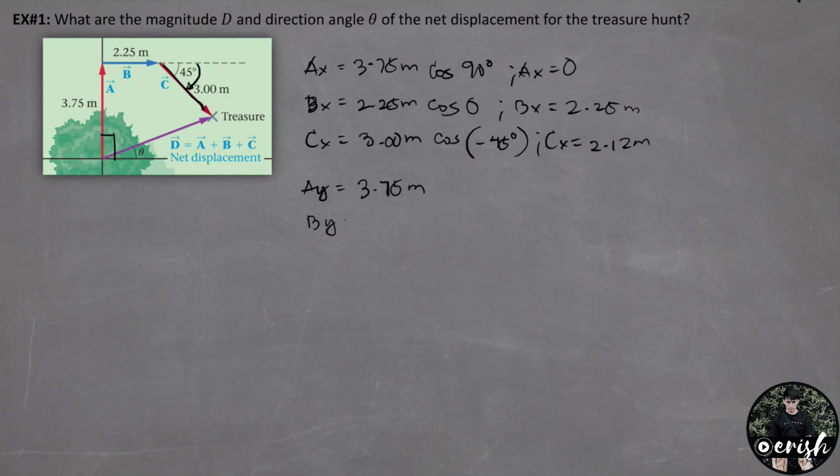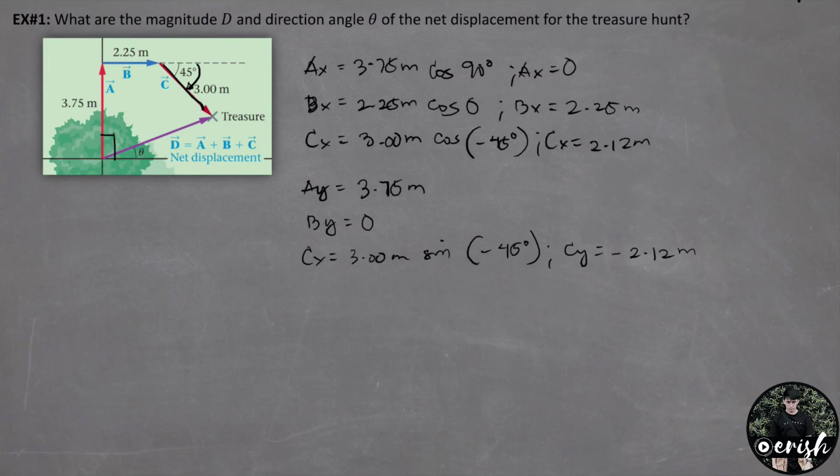For BY naman, wala tayong BY kasi yung vector B natin na 2.25 meters, ang magnitude is nakalatag directly sa positive x-axis. So this is 0. For CY naman, we have 3 meters sine negative 45 degrees pa rin ang ilalagay natin. And the value is negative 2.12 meters. Nasolve na natin lahat ng vertical and horizontal components nung vectors natin na pag-a-add.